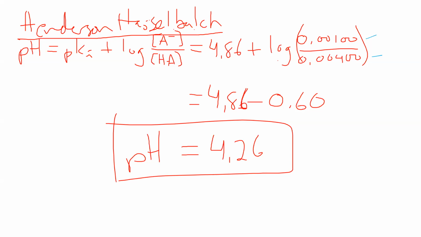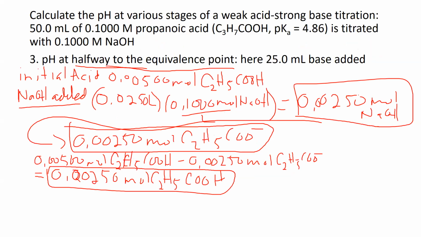Then we looked at a specific point, again, before the equivalence point, while we have this mixture of weak acid and conjugate base, and this is an important aspect of what we're doing: halfway to the equivalence point. At that point, you've added half the moles of strong base to the acid. So you've basically converted half of your weak acid to conjugate base. And so at that point, you have a mixture that's 50% weak acid, 50% conjugate base.